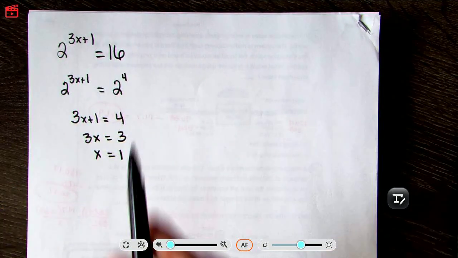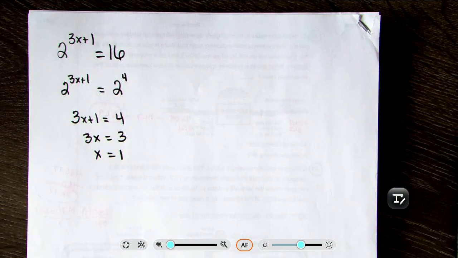If you did not recognize that 16 was 2 to the 4th, you could have just taken natural logs or logs of both sides and worked it out. And if you did go to simplify it, you would get that value 1. So you just have to be a little bit careful on that one. I am going to stop here.